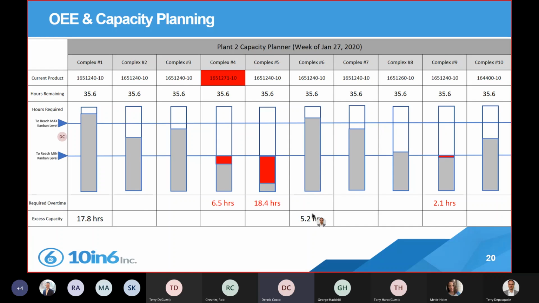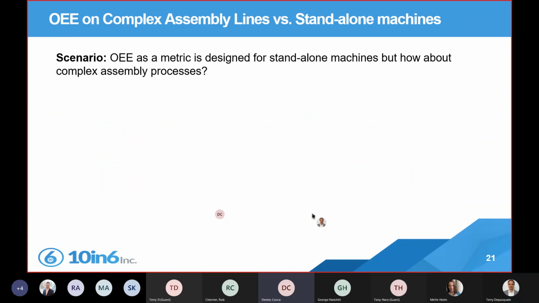So instead of waiting until Friday to figure out that you got overtime required on the weekend, why not see it on Monday and see that we have 18.4 hours on Complex 5 and 6.5 hours of contemplated overtime that is going to be required to meet customer demand. But we have excess capacity on Complex 1 and a little bit of excess capacity on Complex 6. Can we move some of this production around, balance the lines, balance the workload, and avoid running weekend overtime? So these are the kind of tools that we provide to our customers to make better decisions, balance the workload, and reduce overtime costs. And then I have one final scenario that I want to walk you through.